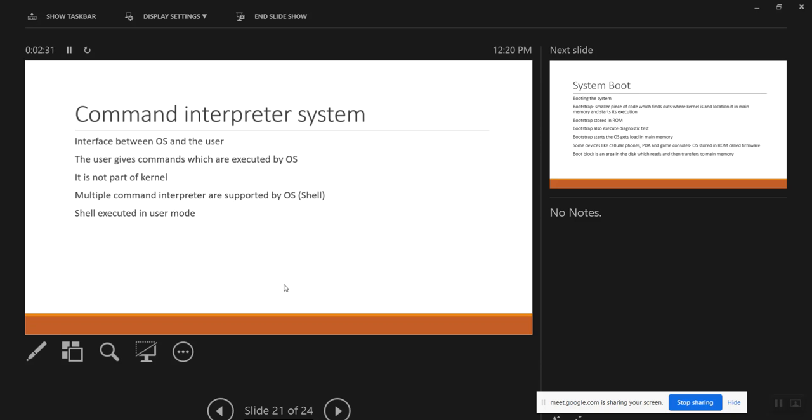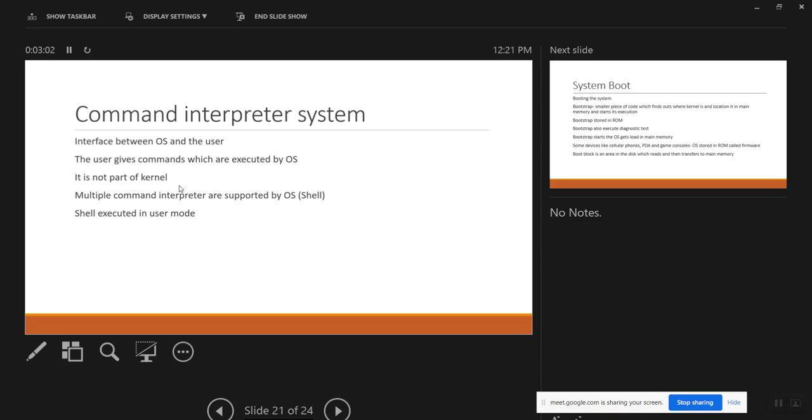So we can say by using the terminal, the command interpreter system works in the operating system. The user gives commands which are executed by the OS. Whenever the user wants to execute any kind of command, the user should give it as an input to the OS, and it is going to be executed by the operating system. It is not a part of the kernel. This is executed in the user space.